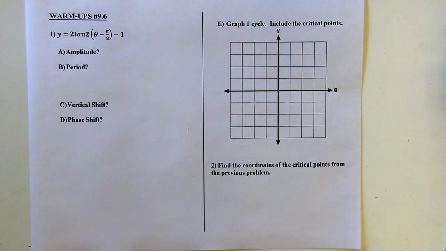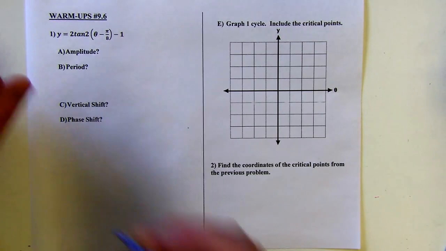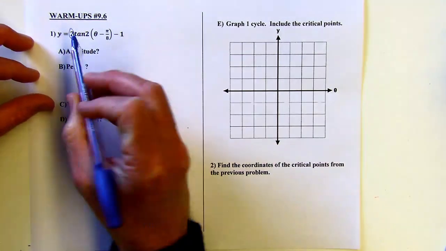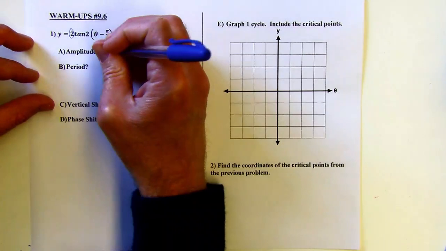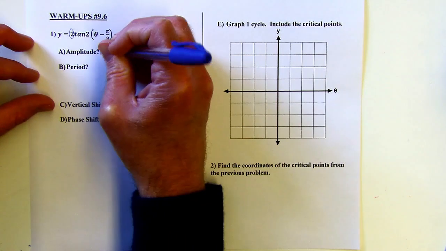Okay, here's my warm-up for 9.6. I'm going to graph a tangent function. So let's start with the amplitude. We're going to get the amplitude from the coefficient that's in front of tangent there. So that's going to be 2.